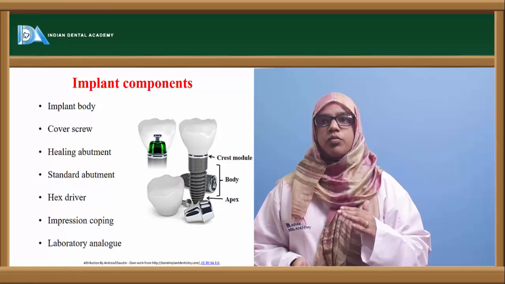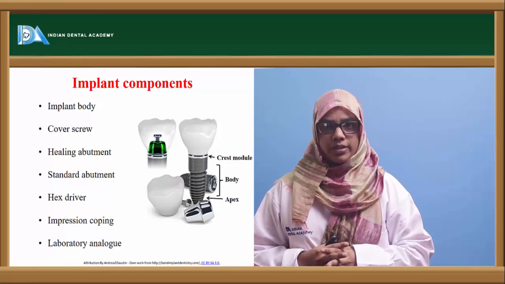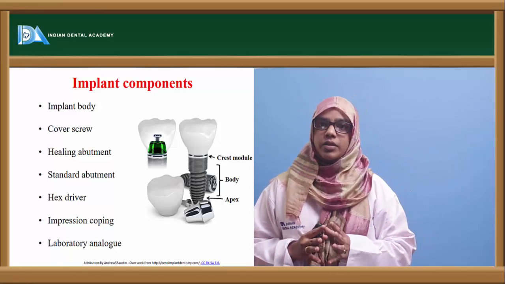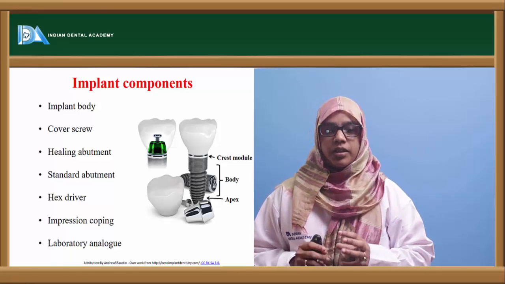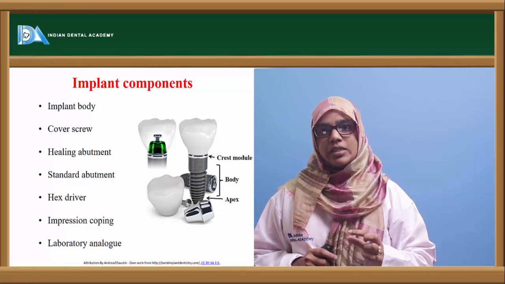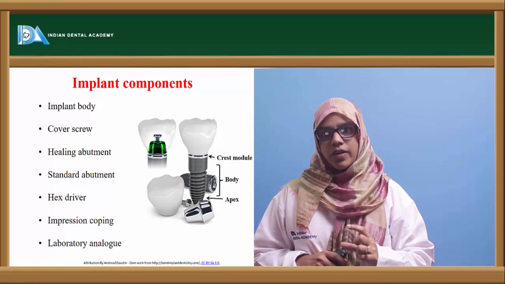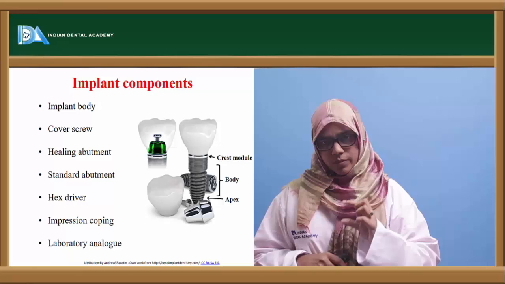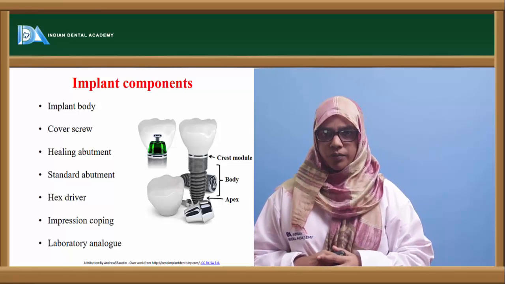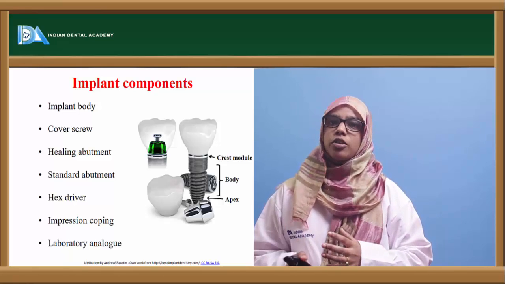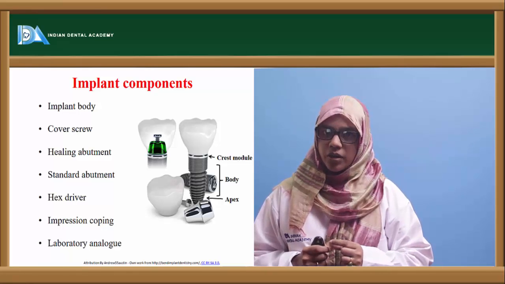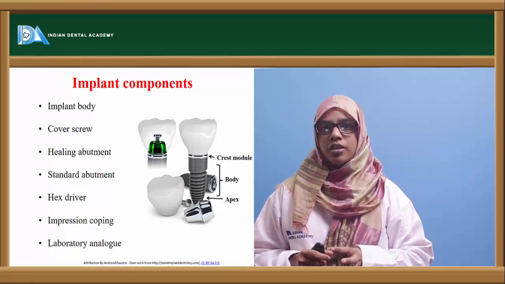Alright, let's move on to the components of the implant system. Now, the implant system consists of an implant body. This is that part of the implant system that goes inside the patient's bone. Now, the implant body is further divided into the apical portion, its body proper, and the crestal module. Now, there are different types of crestal module. It could either be square shape, triangular shape, or hexagonal in shape.